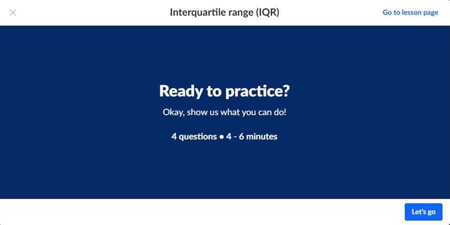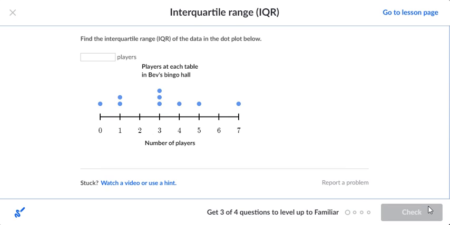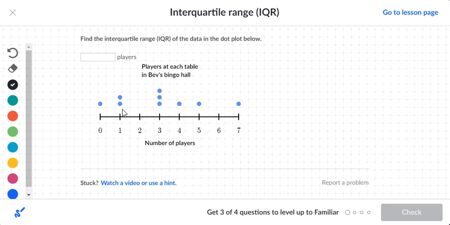Data sets and distribution, interquartile range. Find the interquartile range of the data below. First off, we want to list out the numbers we have in order. So we have 0, we have 2 1s, we have 3 3s, we have a 4, we have a 5, and we have a 7.